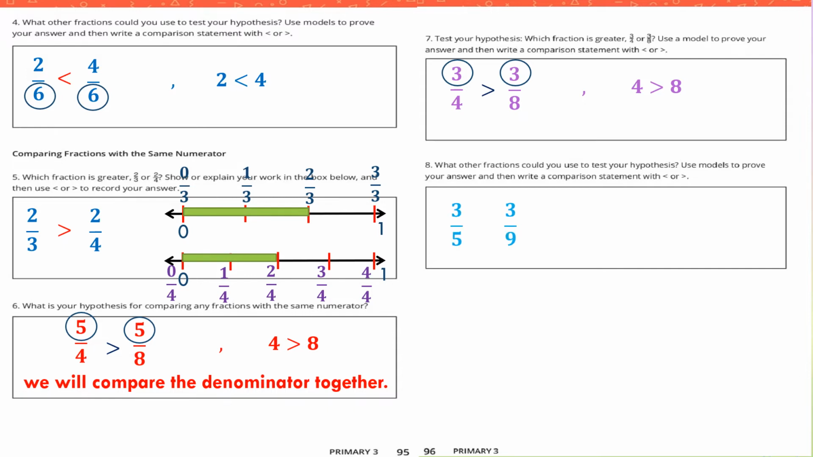Number 8, I give you an example like 3 over 5 and 3 over 9. It's crazy. Why? Because we have the same numerators. So look at the denominators here. Which is bigger in crazy fraction, 5 or 9? Yes, 5 is bigger than 9. So 3 over 5 is bigger than 3 over 9.